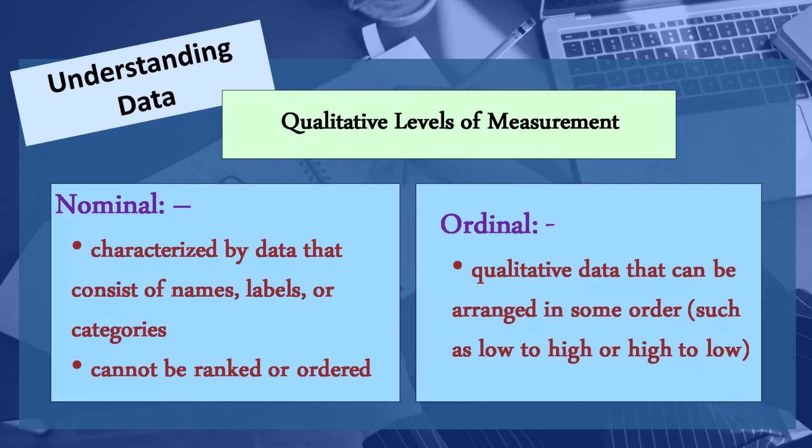Ordinal level of measurement: here qualitative data can be arranged in some order, such as low to high or high to low. Examples are the star rating of movies, 5-star, 4-star, 3-star ratings, and letter grades of a test: excellent, very good, poor. You can understand that between 5 and 3, one is good, one is average, but you can't measure how far very good is from average.